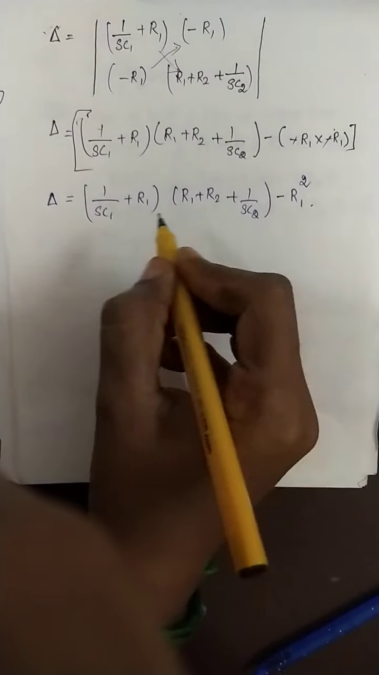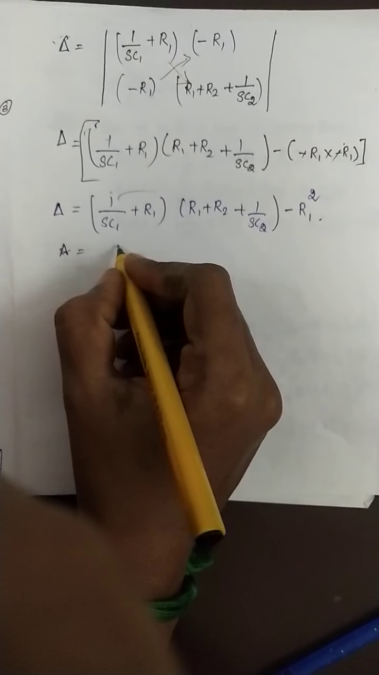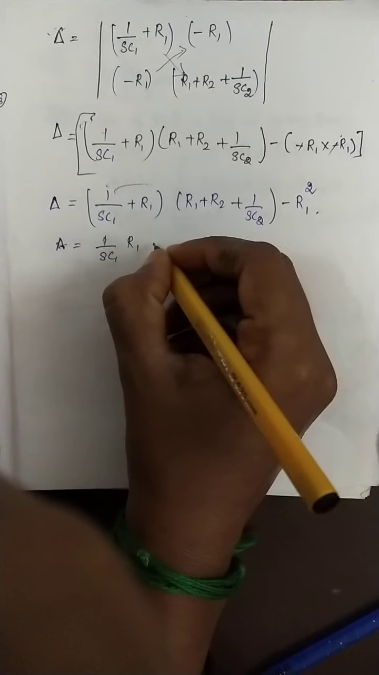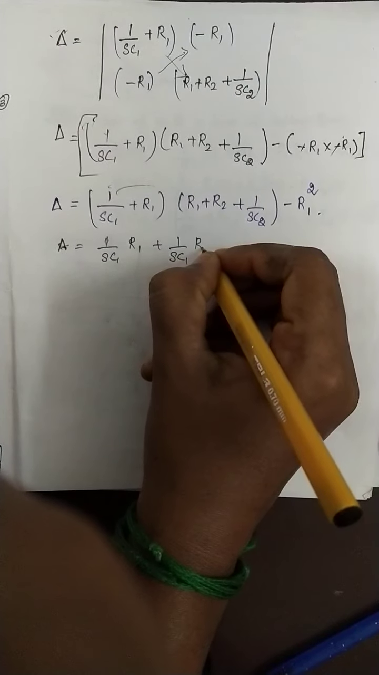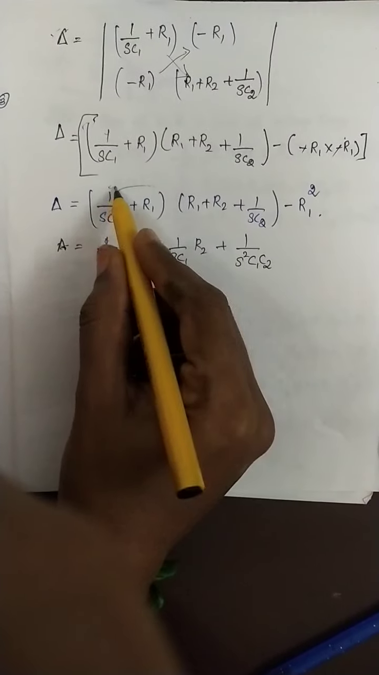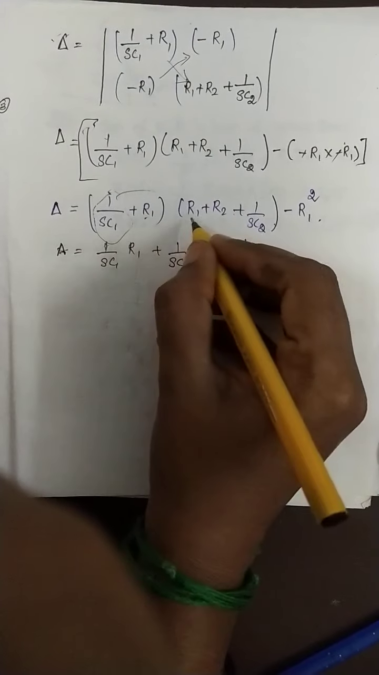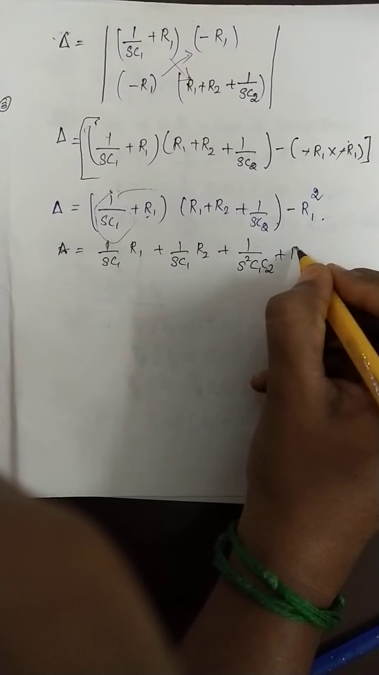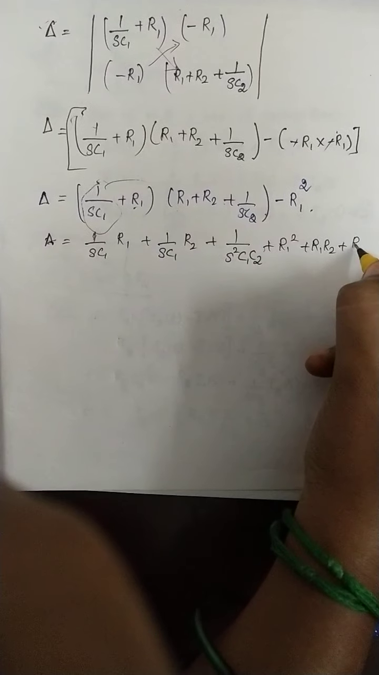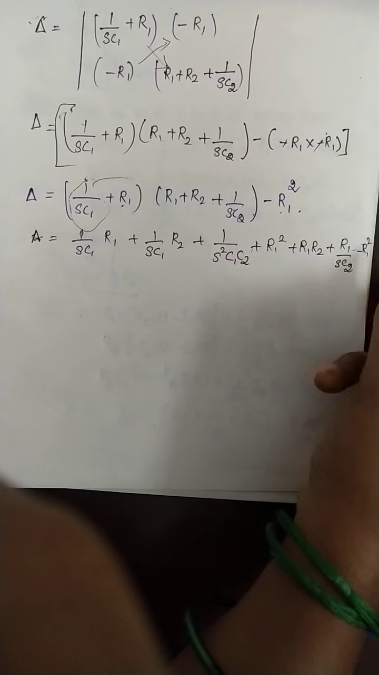Here I am going to simplify this delta value. Just doing this cross multiplication. That means 1 by SC1 R1 plus 1 by SC1 R2 plus 1 by S squared C1 C2. Just I am taking this one multiplied with all the terms. Like I am going to take this R1 into all the three terms. R1 squared plus R1 R2 plus R1 divided by SC2 minus R1 squared.